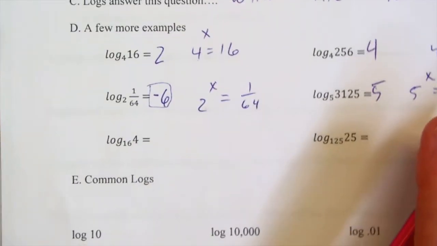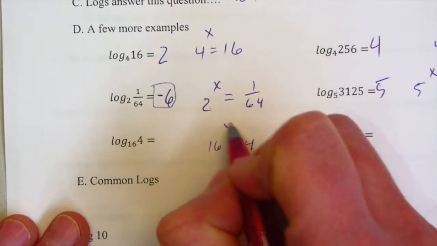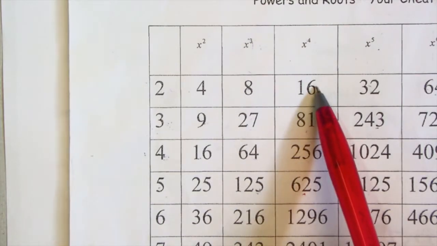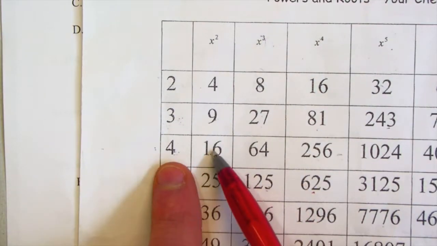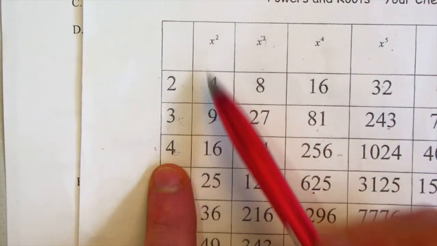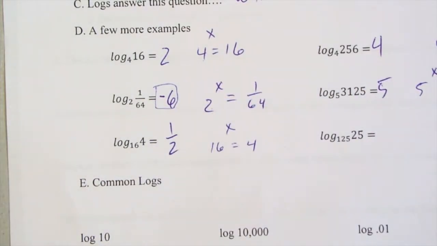Ooh, this is a trickier one. Remember, we're going from big to small now. Start with a 16, end with a 4. What's the exponent? You might say, well, it's 2. Well, hold on. Start with a 16, go to a 4. Big to small actually makes it a fraction. So we have 1/2 there.